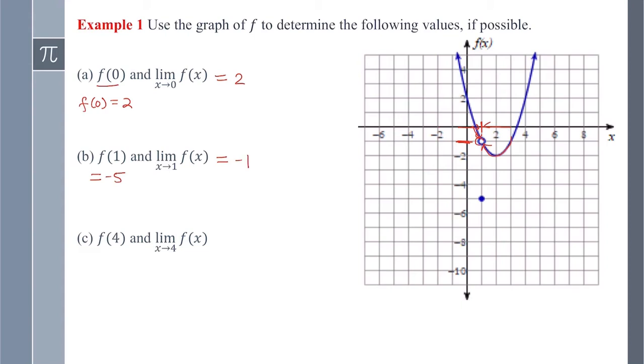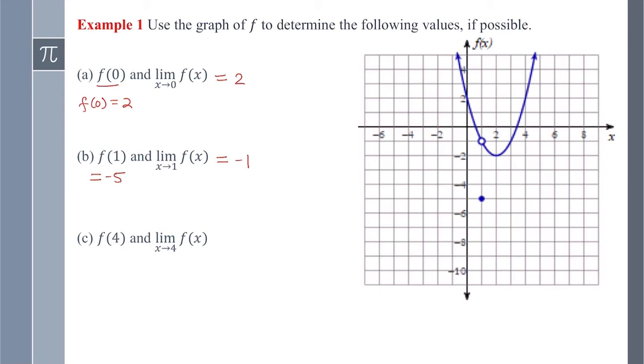So in this case, the value of the function is not the same as the limit, and it's totally fine. Again, just remember that we are not really looking at what happens at a, but we are looking at what happens to the function when x approaches a. And in this case, when x approaches 1, the function is approaching a value of -1. But the value of the function at 1 is -5.